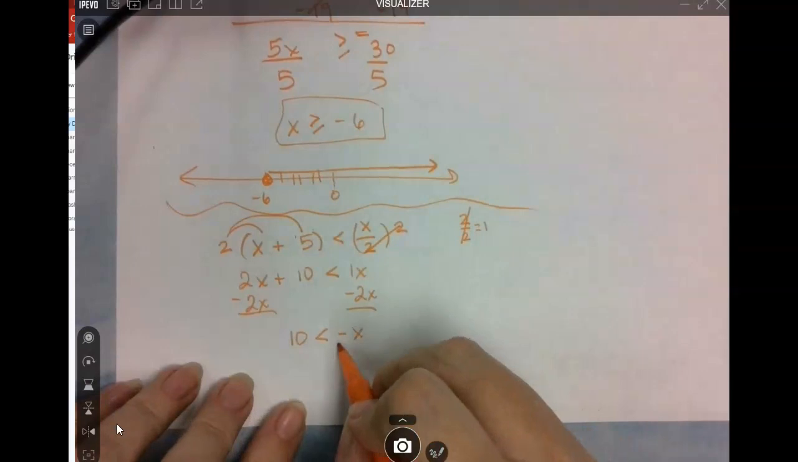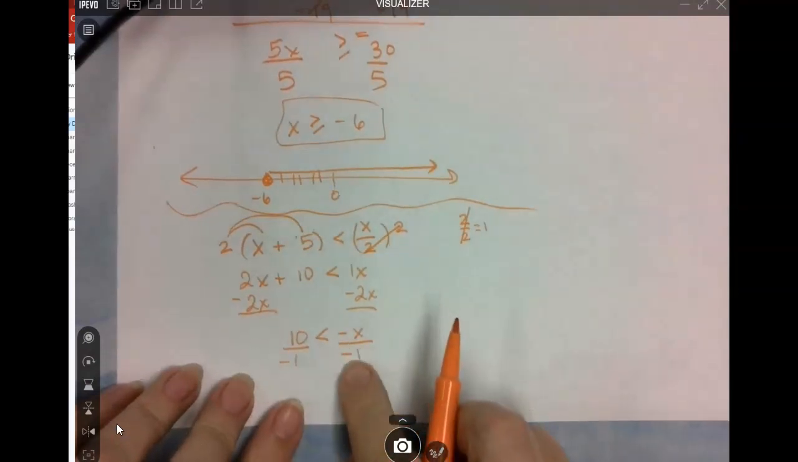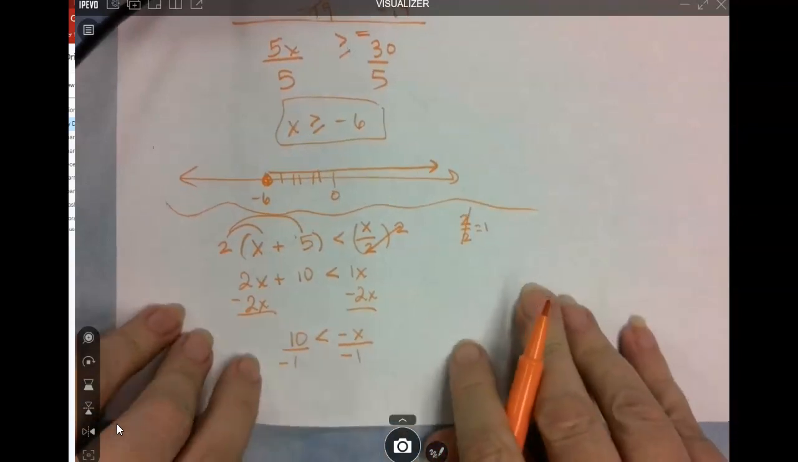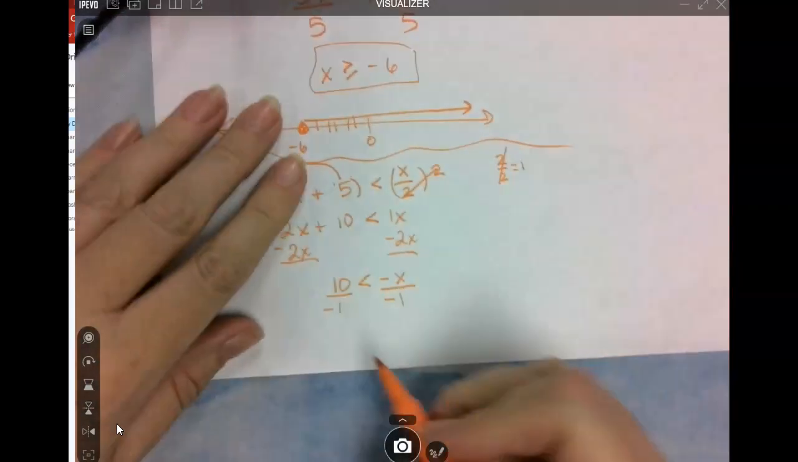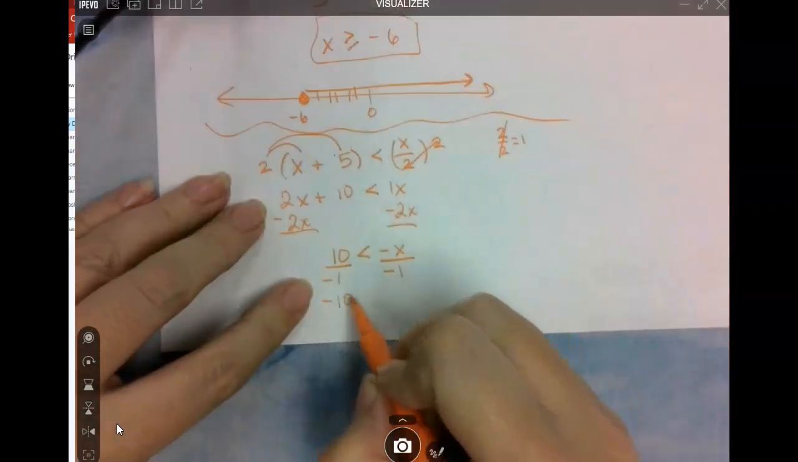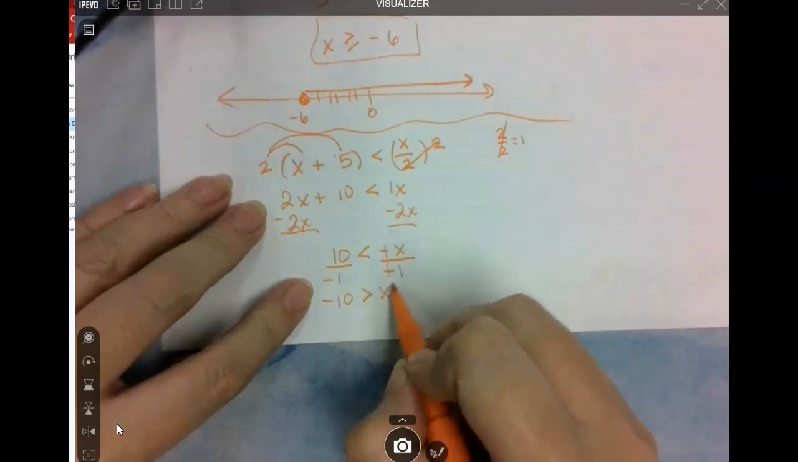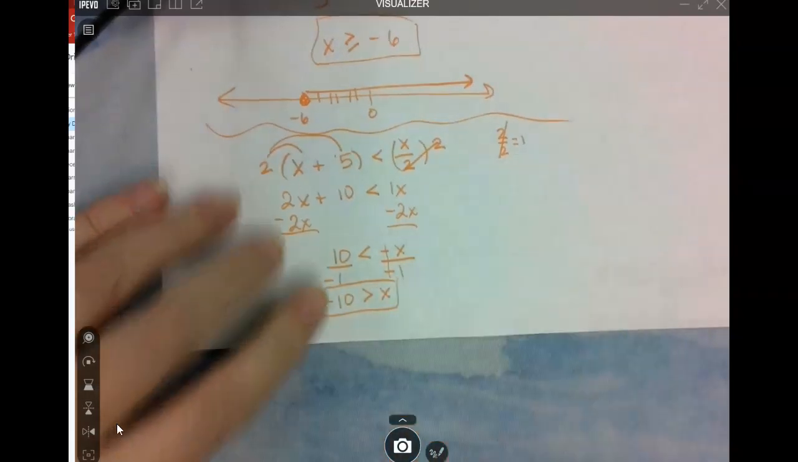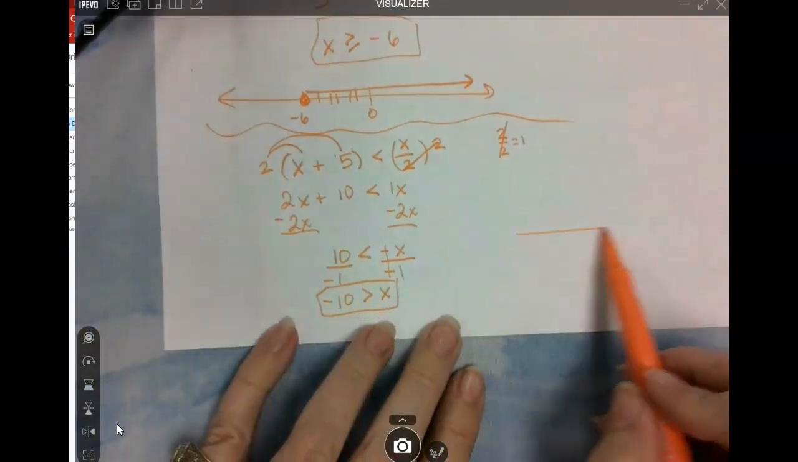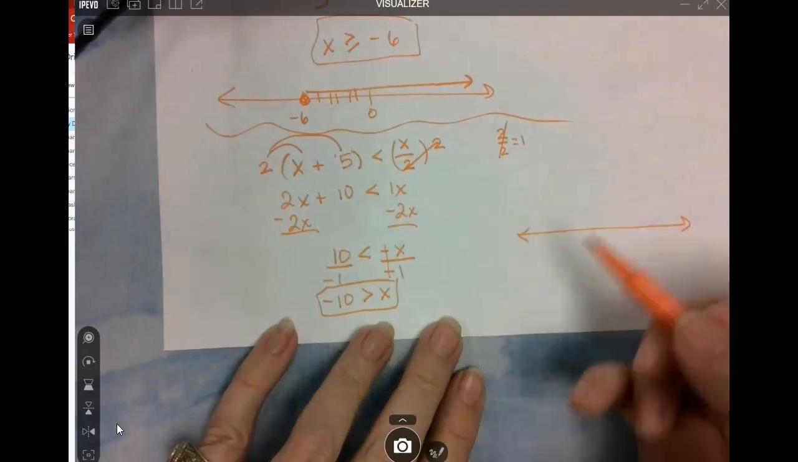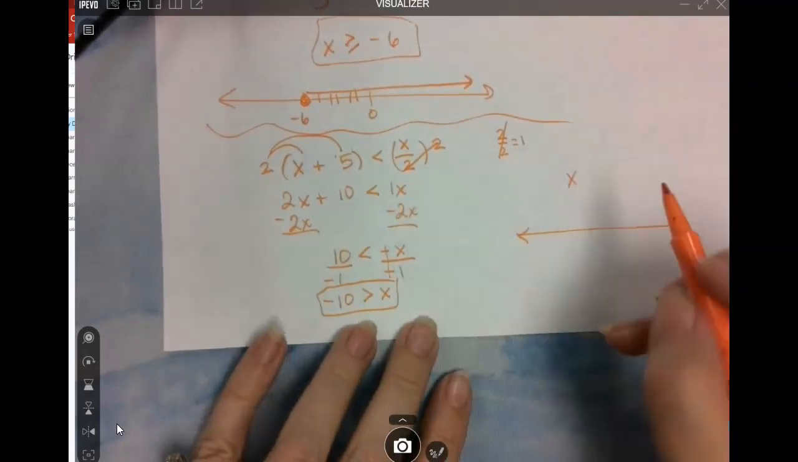Now first of all, I have to divide by negative 1 to get rid of this negative sign here. And we said if we multiply or divide by a negative, I need to flip the sign. So I'm going to have negative 10, and I'm going to flip the sign, and these negatives cancel, leaving me with x. So here's my answer. But this isn't in the right order to graph it. In order to graph it, I want the x to be on the left side. So I want it to look like this, x.